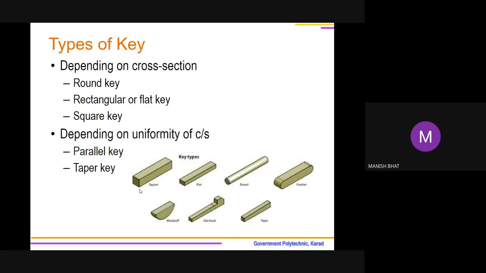In this diagram, you are observing a few more keys like feather key, Woodruff key, jib-headed key, along with taper key. So the last one is a taper key. You might be observing that here thickness is more, and as you go along the length, you find that thickness reduces. So taper is provided on that particular key.